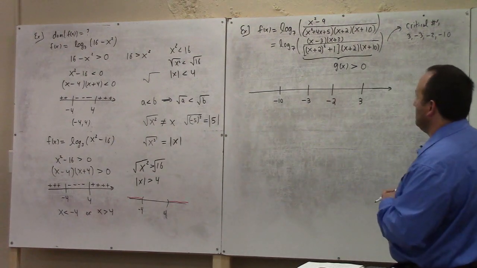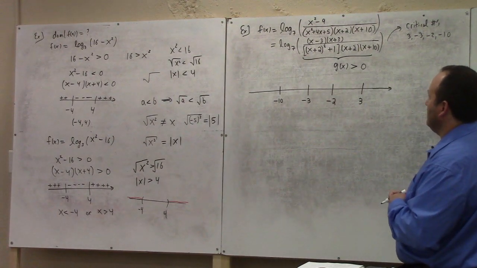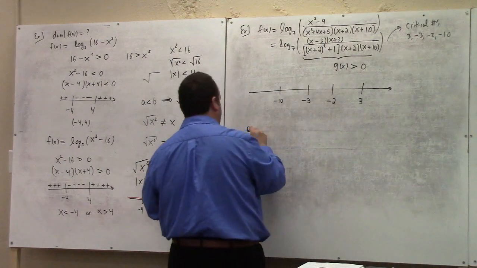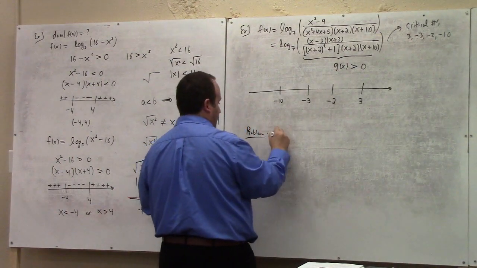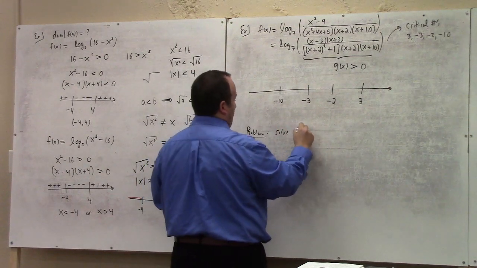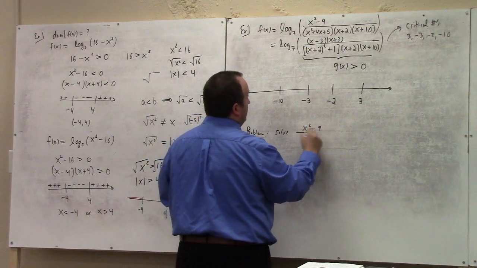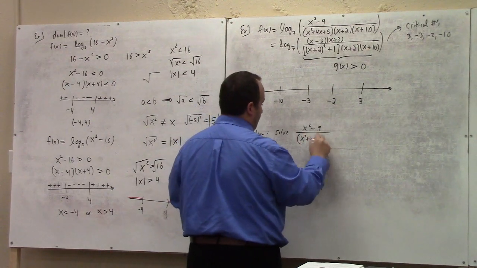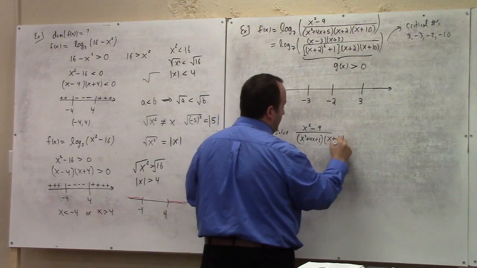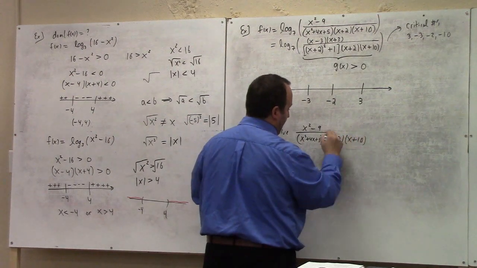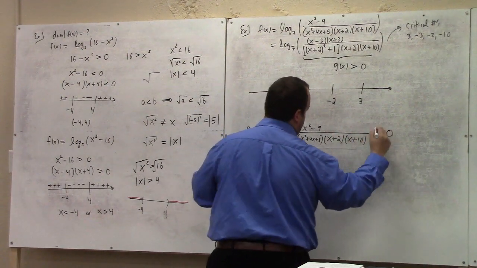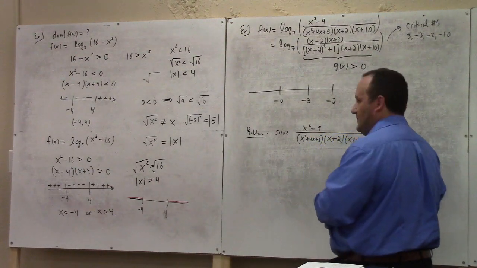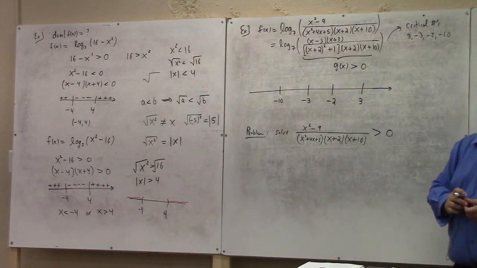If I was asked this question on the test, the question would just be: solve x squared minus 9 over x squared plus 4x plus 5 times x plus 2 times x plus 10 greater than 0. That's how the problem would appear on the test. There wouldn't be anything about logarithm because that's after test 3.